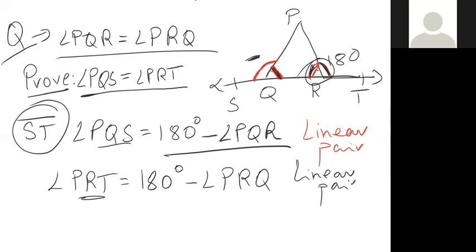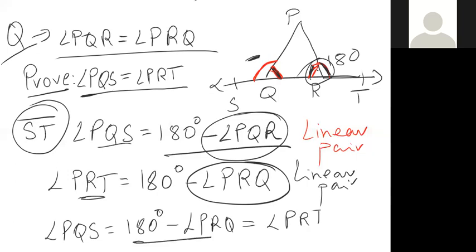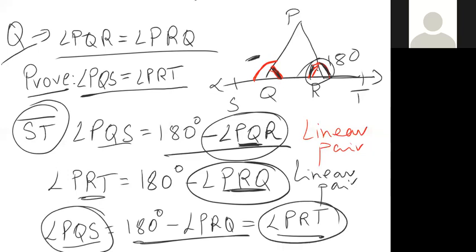And the question has given us that these two angles are equal, right? So can we also say that angle PQS is equal to 180 degrees minus angle PRQ, since they're equal, which is also equal to angle PRT? As you can see, this statement holds true for this and for this, because these two angles are equal, it's given. So therefore, this angle is equal to this angle, and that's what we had to prove in this question.